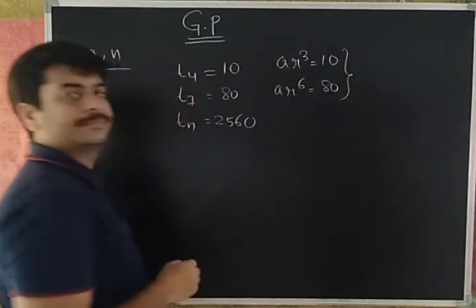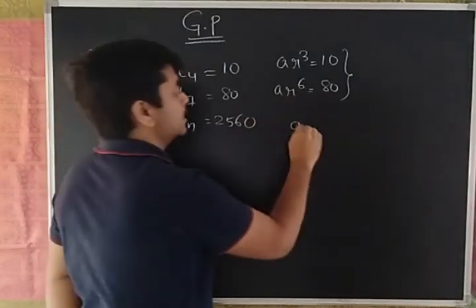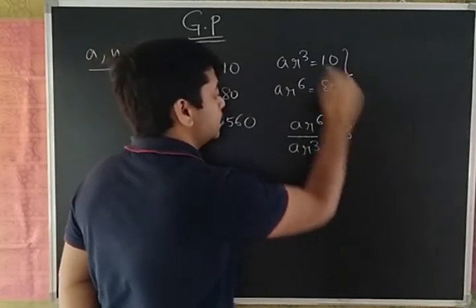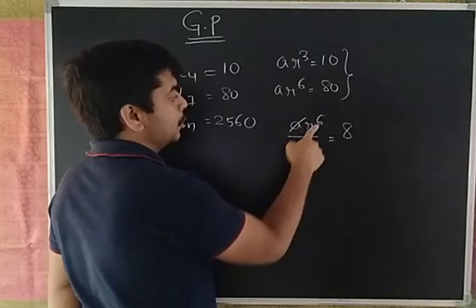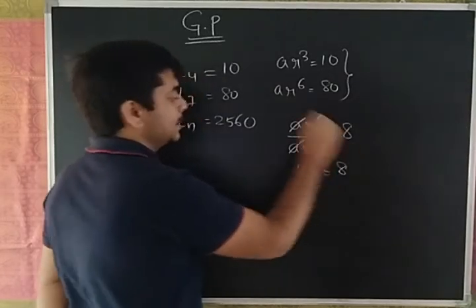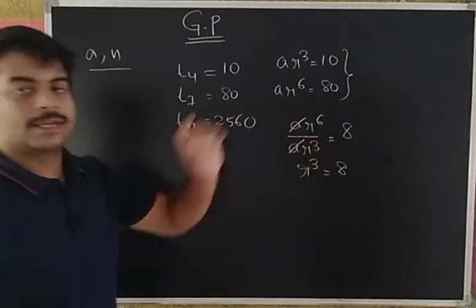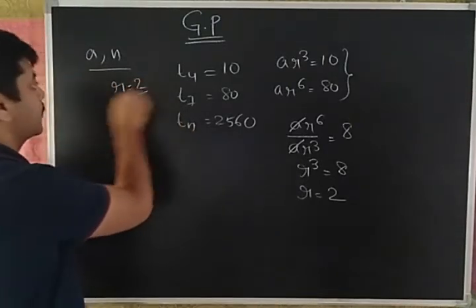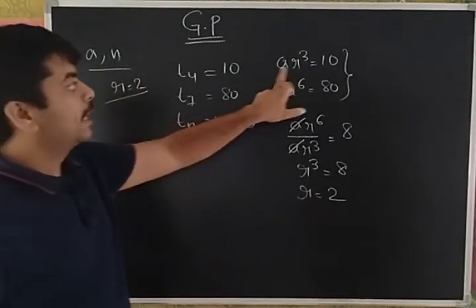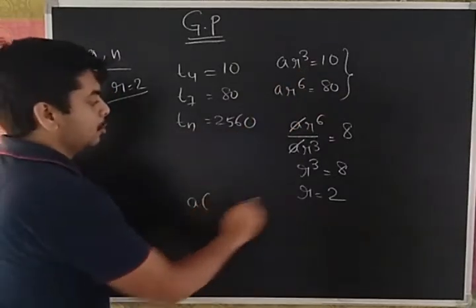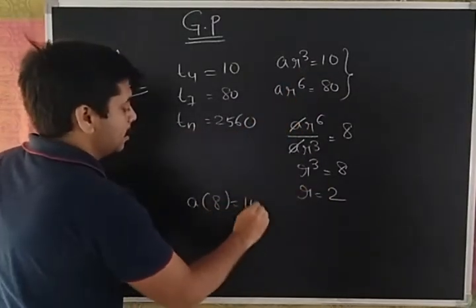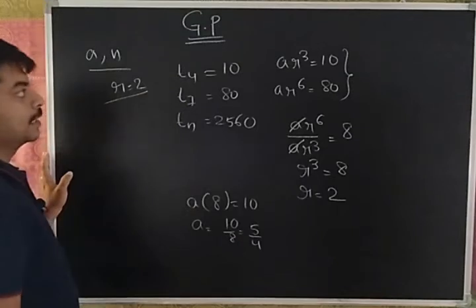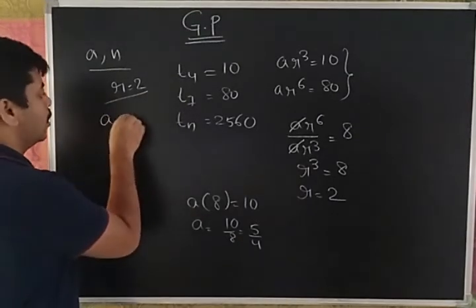Divide these two, what happens? AR power 6 by AR cube is equal to 80 by 10, which gives you 8. A and A get cancelled. R power 6 minus 3 is R cube, so R cube is equal to 8. So we get R is equal to 2. So the common ratio you got is 2. Now you have AR cube is equal to 10. So A into 2 cube, 8, is equal to 10. So A is equal to 10 by 8, that is 5 by 4. Is that correct? Just check that one. Yes, it is. So A is equal to 5 by 4.